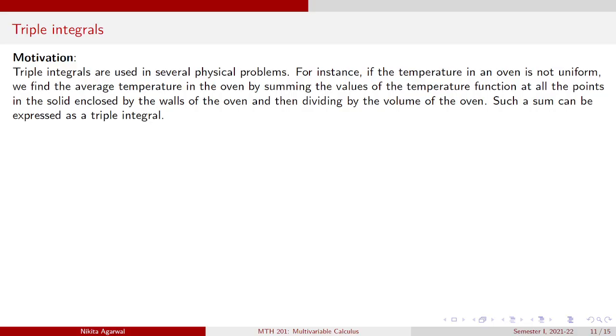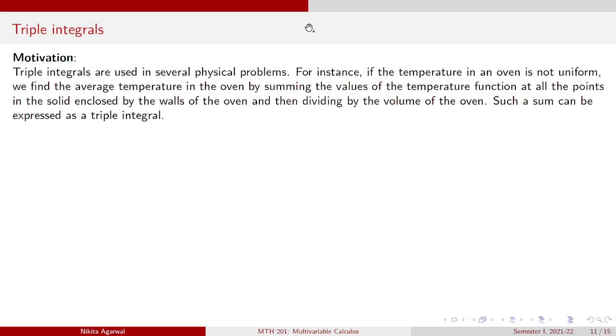But these triple integrals are still of use, and they are used in several physical problems. For instance, if the temperature in an oven is not uniform, we find the average temperature in the oven by summing the values of the temperature function at all the points in the solid enclosed by the walls of the oven, and then we divide by the volume of the oven. Such a sum can be expressed as a triple integral.